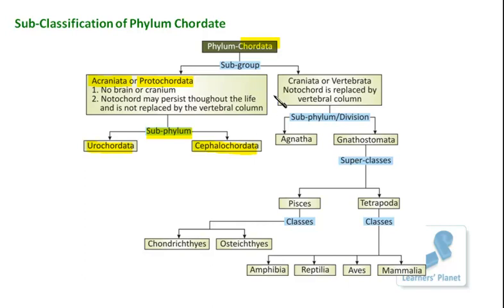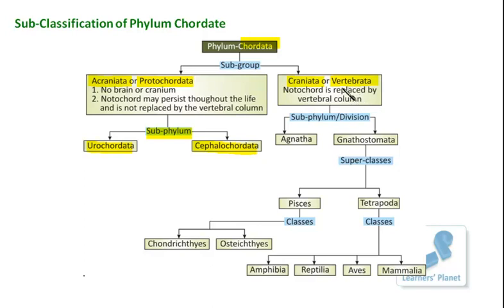Next one is the Craniata. Craniata means they have the cranium, or the brain box, present in these organisms. And this brain box may be present as a hard skull made up of bony structure, or it may be cartilaginous. Next thing is that it is also known as the group Vertebrata.